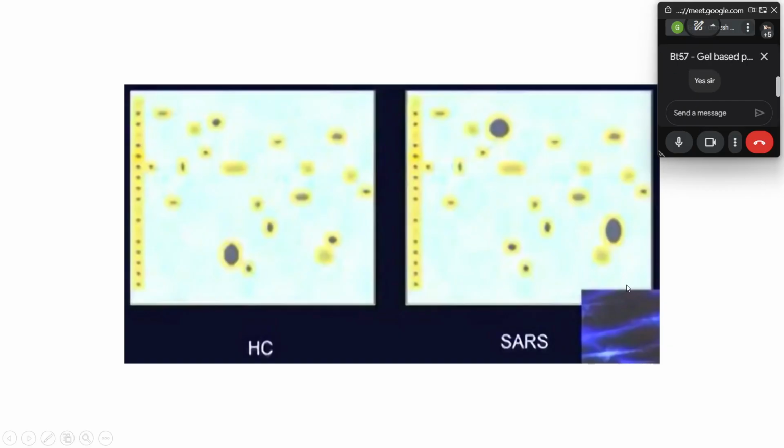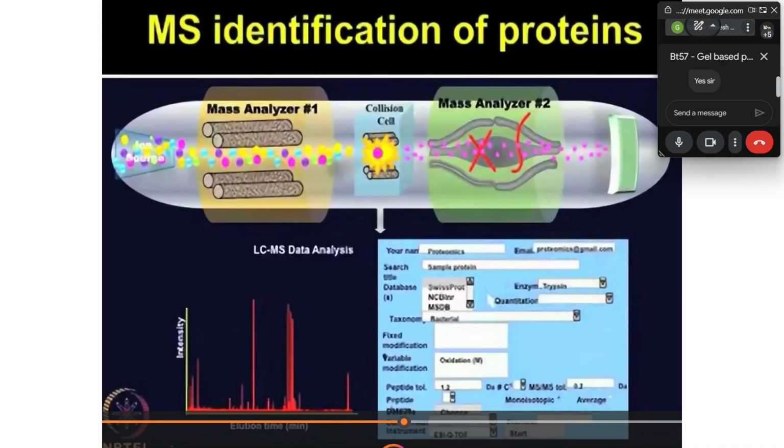SARS patients. So basically, what we can do is take a specific protein, cut it from the gel, and subject it to mass spectrometry, wherein you can understand what type of protein it is. In this technique, you can only say what the isoelectric point of that protein might be and what the molecular weight might be, but you don't know what protein it is. You can only find that out by using mass spectrometry.